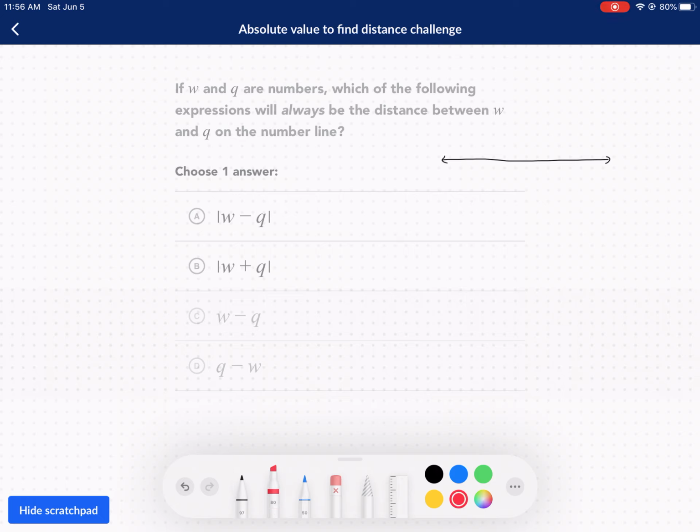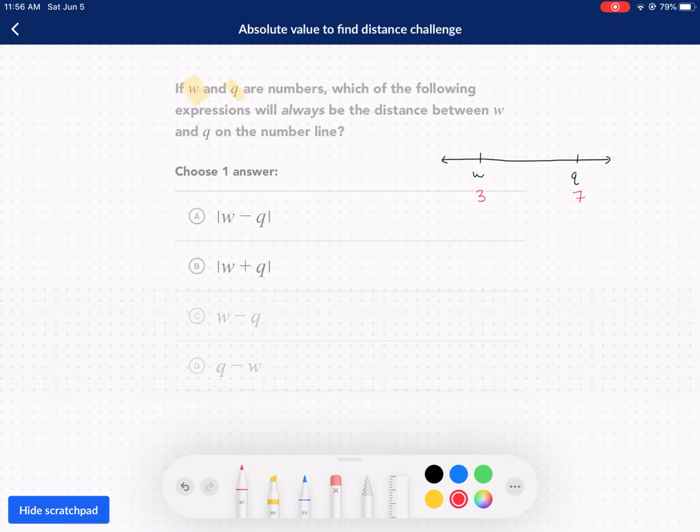What really trips up most people with variables is that it's not something concrete. It's hard to imagine a variable. So let's just come up with an example: W is here and Q is here. Now, let's assign some values. As an example, let's say that W is 3 and Q is 7.